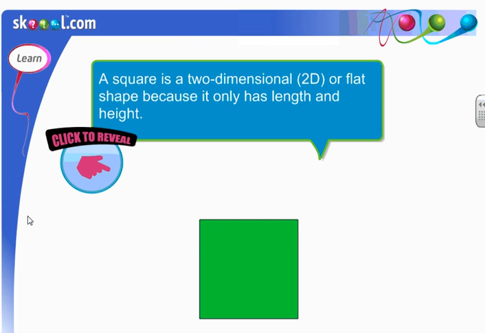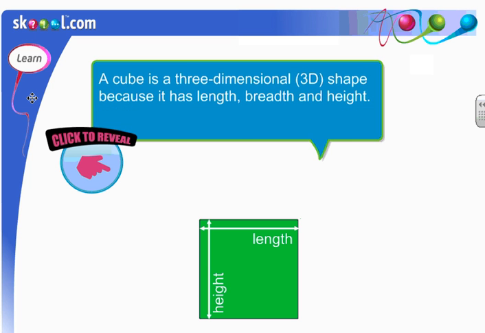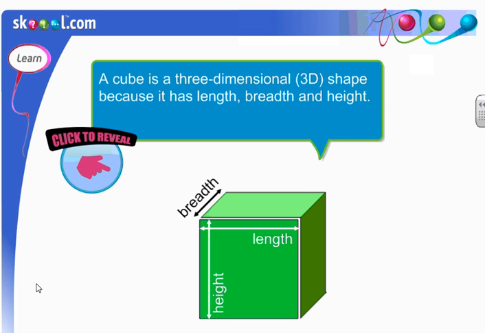Okay, so we're going to start a little bit comparing two-dimensional with three-dimensional. A square is a two-dimensional shape, and it's called a 2D or flat shape because it only has length and height. So when we talk about a square, we're only talking about its length and its height. A cube is a three-dimensional shape because it has the length and the height, but it also has breadth, or we can also say width. When we talk about 3D shapes, we're talking about three dimensions: height, length, and width.